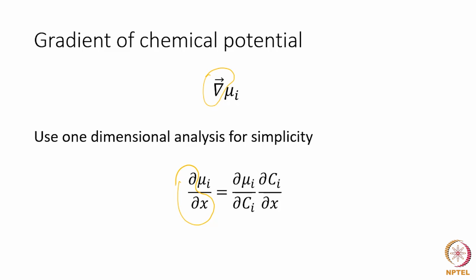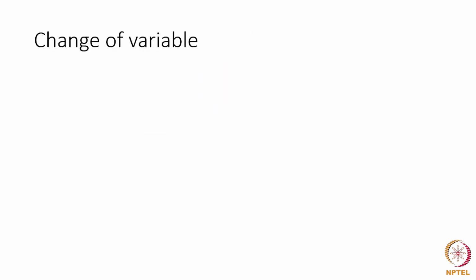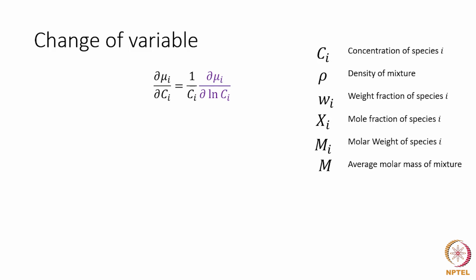So what we now do is that we are transforming the variable. Instead of ∂μi/∂x, we write it as ∂μi/∂ci times ∂ci/∂x. Now we want to change the variables, and the variables that we want to change are using the quantities that are listed here. Ci is concentration of species I, rho is density of the mixture or the material in the domain, Wi is weight fraction of species I, capital Xi is mole fraction of species I, Mi is molar weight of species I, and M is the average molar mass.